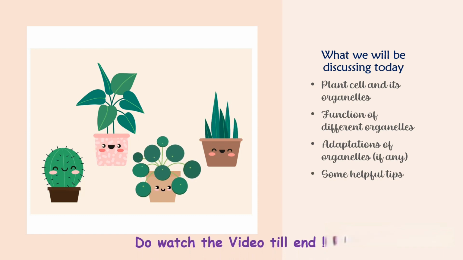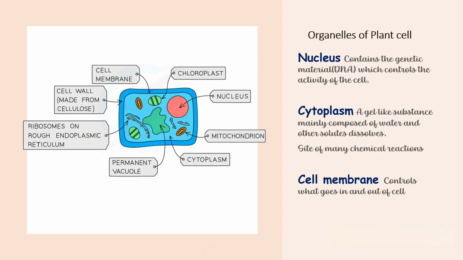A plant cell is like a tiny factory that works together with other plant cells to help the plant grow and stay healthy. Just like a factory has different departments for different tasks, a plant cell has different parts called organelles that each have a specific job to do.